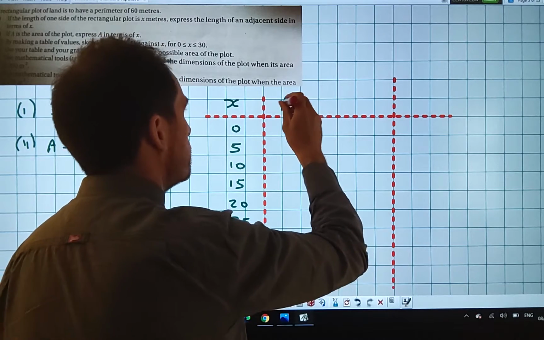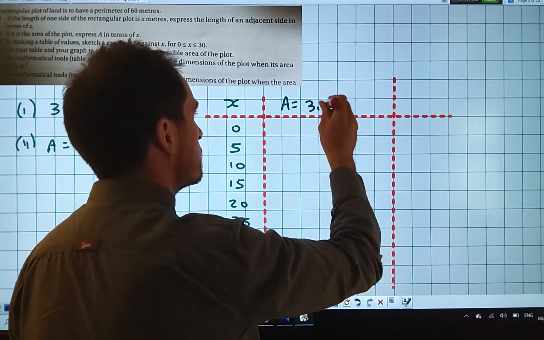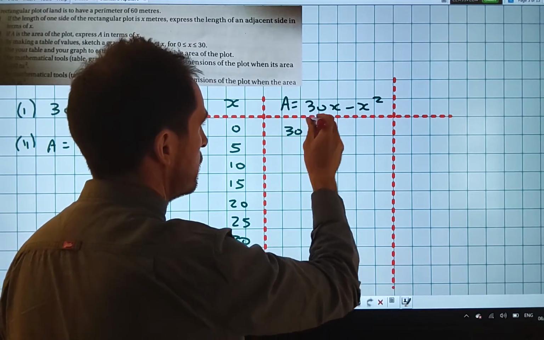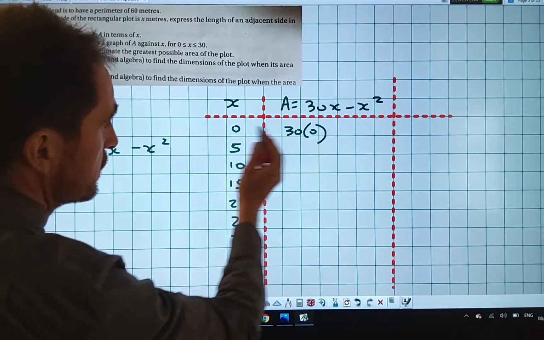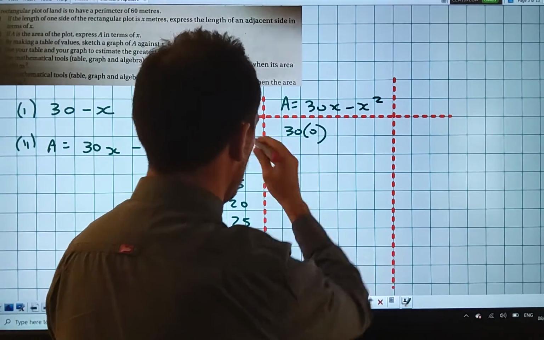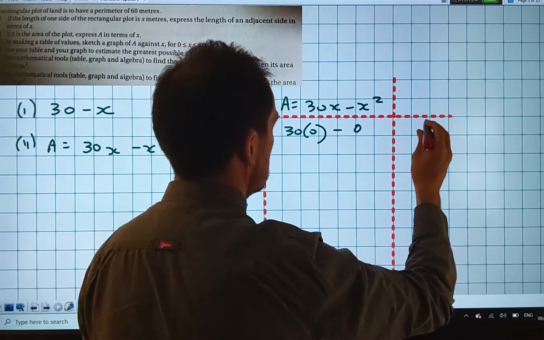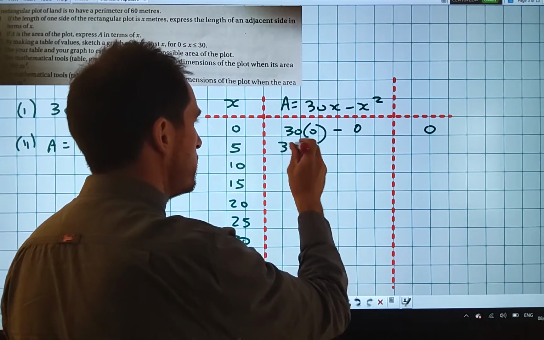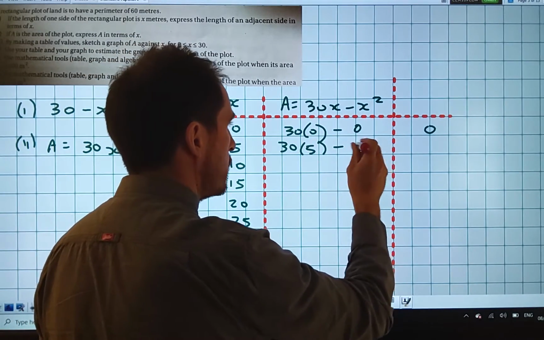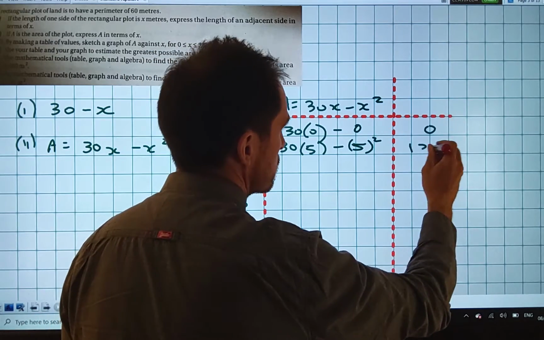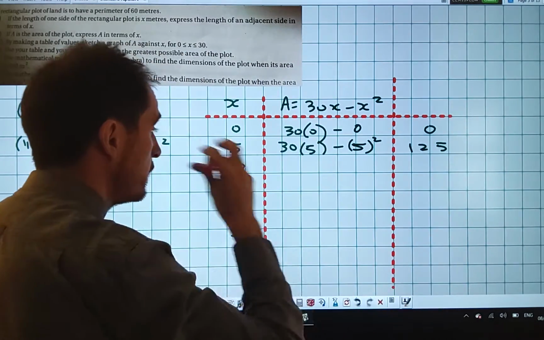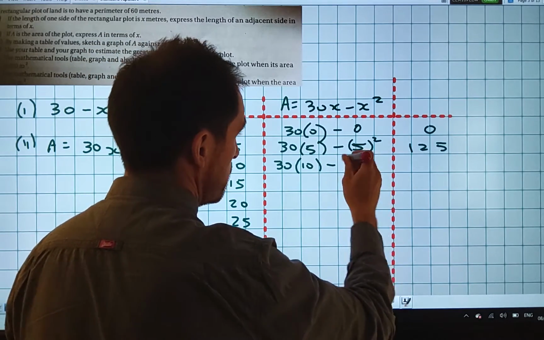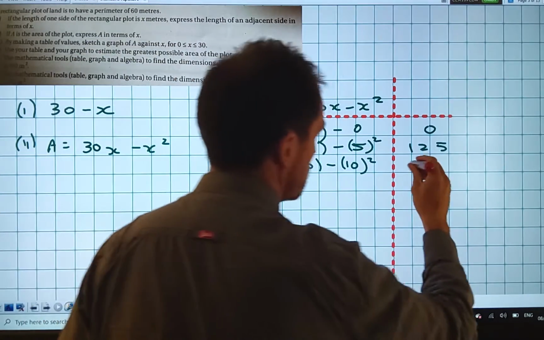And the area is equal to 30x minus x squared. So in this case, whenever that's x, I'm just going to replace it by 0, or the number along here. 30 times 0 minus 0 gets me 0. When x is 5, that's going to be 30 times 5 minus 5 squared, which is 125. Then we have 30 times 10 minus 10 squared. So 300 minus 100 is 200.